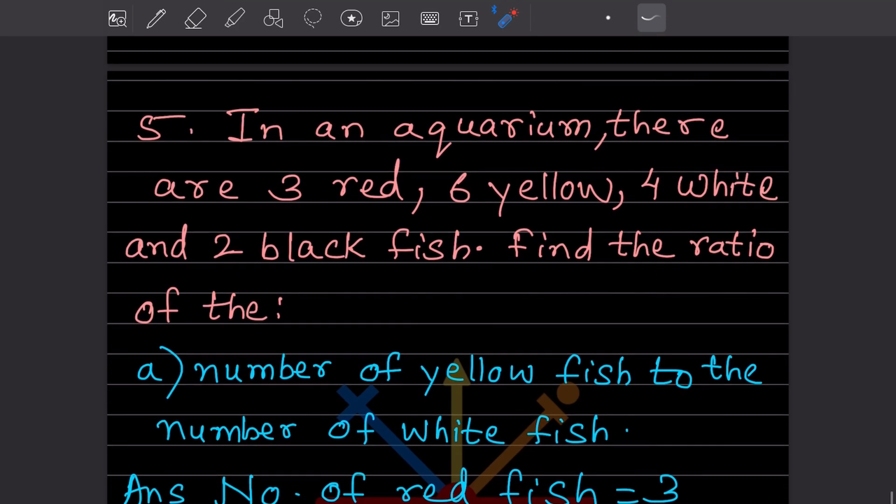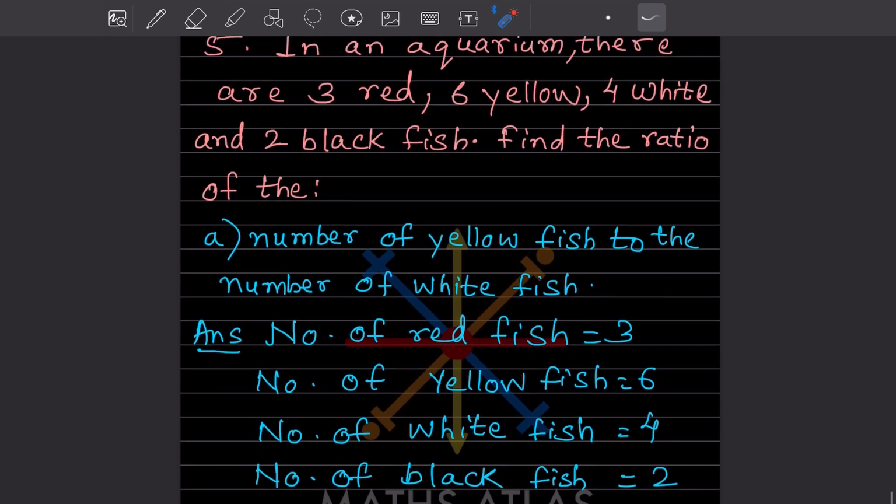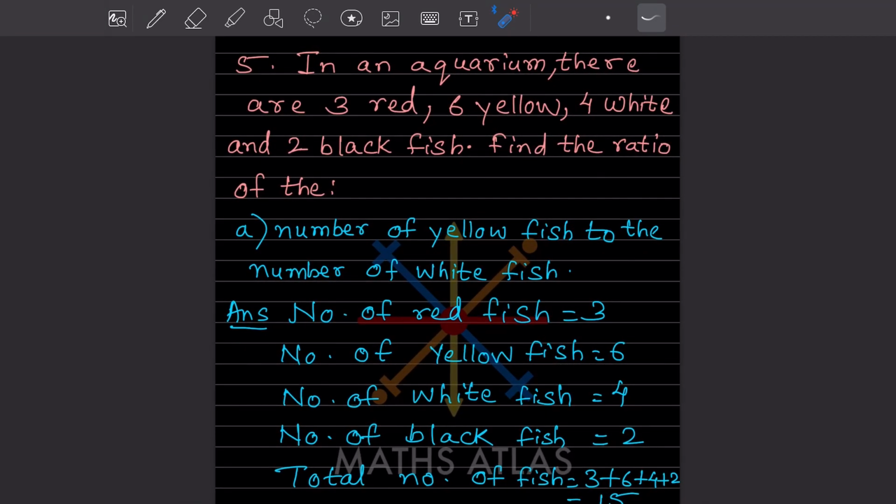Now in the next question it says that in an aquarium there are 3 red, 6 yellow, 4 white and 2 black fish. Find the ratio of the number of yellow fish to the number of white fish. So what are we going to do first over here? We are just going to note down all these things, meaning how many red we have. Number of red fish, it's given 3 red. When you put a dot, that means number. Number of red fish, how many are there? 3. So I put is equal to 3. 6 yellow, number of yellow fish is 6. Then white: number of white fish is 4. And 2 black: number of black fish is 2.